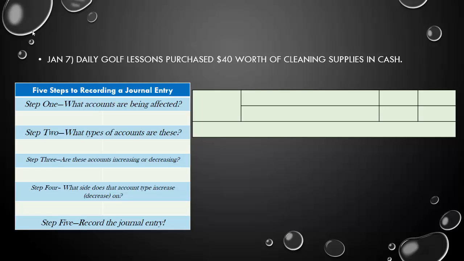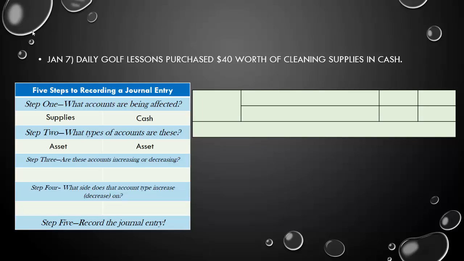On January 7th, Daily Golf Lessons is going to purchase $40 worth of cleaning supplies, and they're going to do so in cash. We'll ask ourselves the same question. What are we buying? How are we paying for it? We're buying supplies. How are we paying for it? We're paying in cash. Those have to be the two accounts that are being affected. Supplies is something we're going to use to help us turn a profit in the future, and is therefore an asset, as is cash.